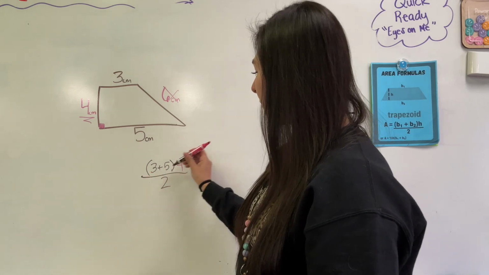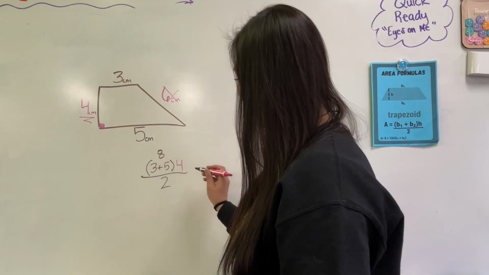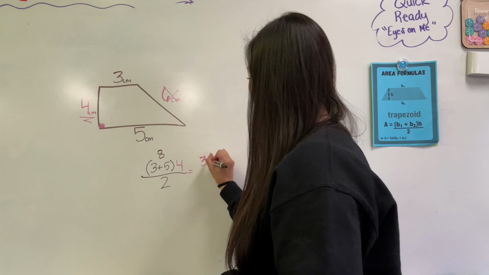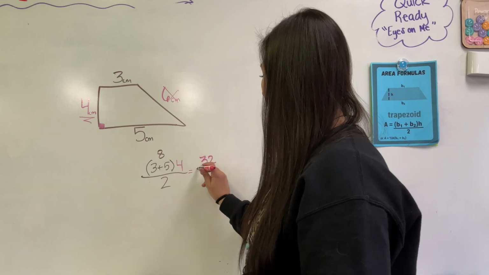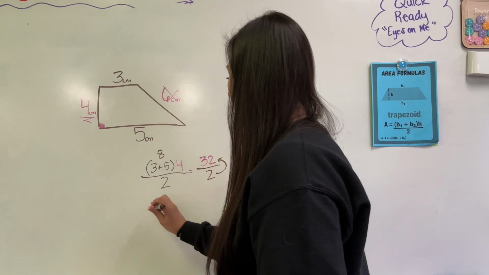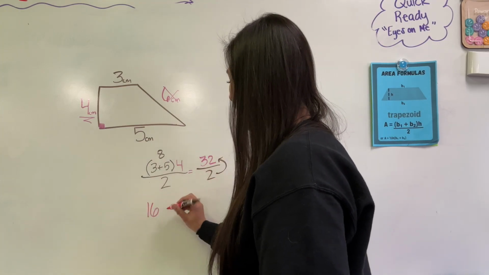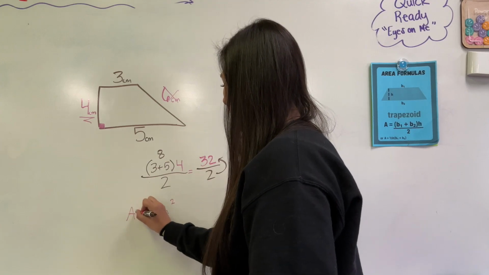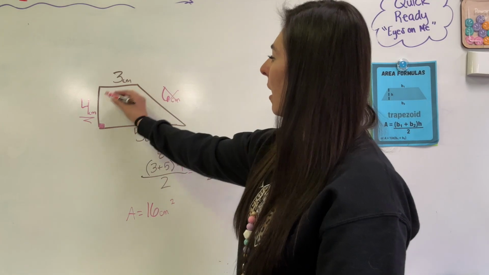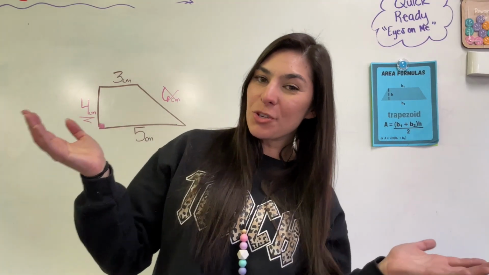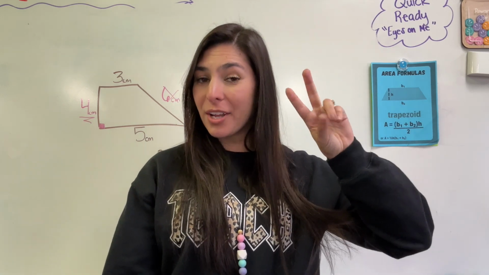So 5 plus 3 is 8. We're going to do 8 times 4. So 8 times 4 gives me 32. And then don't forget we need to divide by 2. So how many times does 2 go into 32? That's going to give me 16. And then we're measuring in centimeters squared. So our area, everything inside, is going to be 16 centimeters squared. Alrighty, and there's your review for area on parallelograms, triangles, and trapezoids.